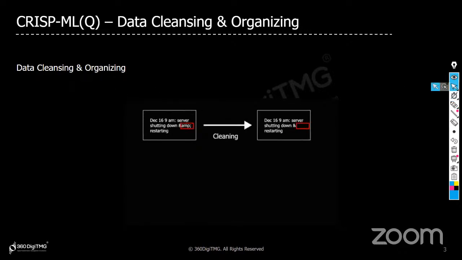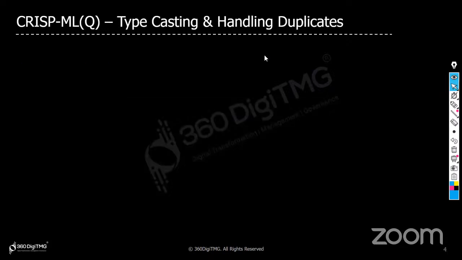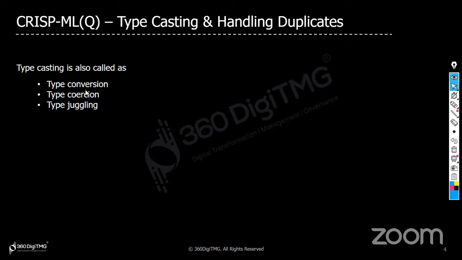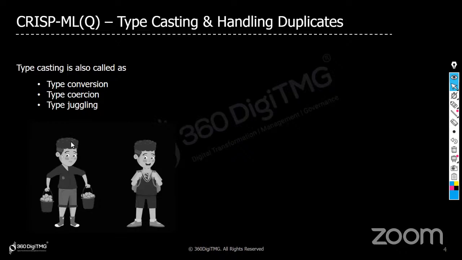Let's see the next one. Next, we have typecasting and handling the duplicates. So what is typecasting? Typecasting is nothing but converting one data type into another data type. It is also called type conversion, type coercion, and type juggling. There is an example present here, where we typecast the children who are working instead of going to school. That is a small example.